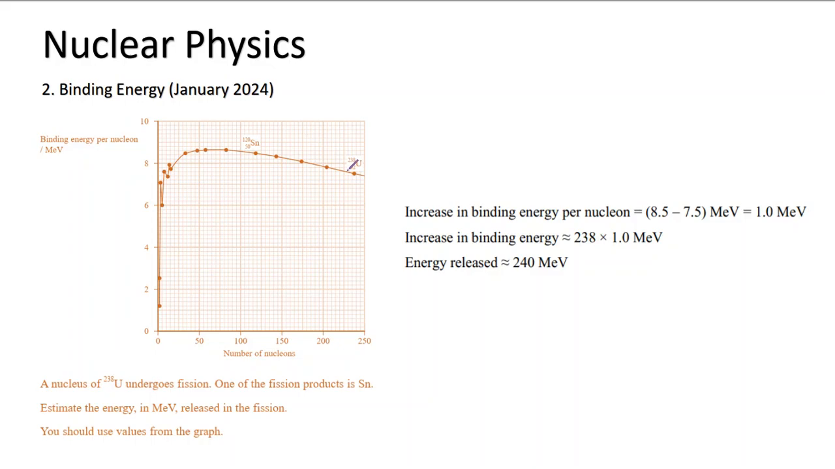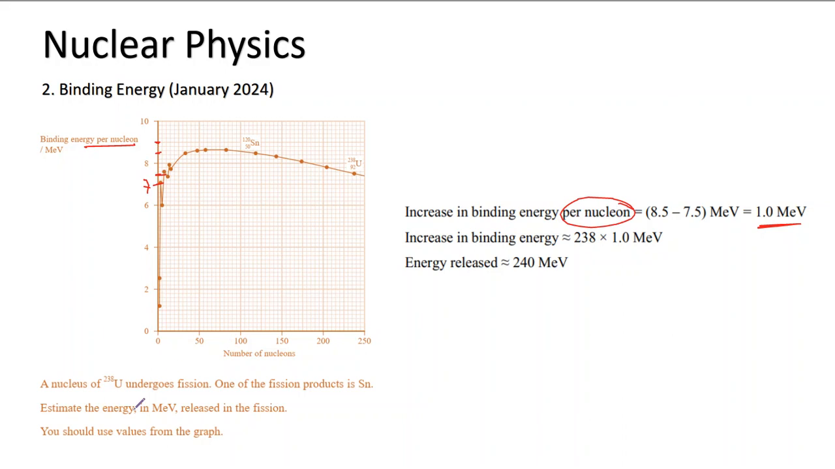So when you look at the binding energy per nucleon of uranium, this is 6, this would be 7, so somewhere between 7 and 8, is 7.5. And the binding energy per nucleon of Sn, this is 8, this is 9, so this would be somewhere around 8.5. So the increase in binding energy per nucleon would be 8.5 minus 7.5, that is 1 MeV. So that would be binding energy per nucleon.